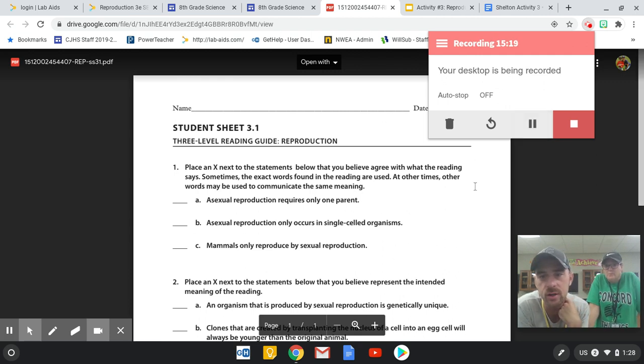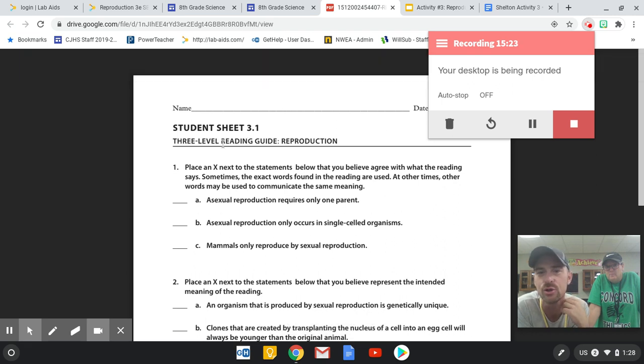Okay, so real quick, I'm going to show you what exactly you do with the student sheet 3.1, specifically when you do 3-level reading guides, because sometimes the directions, if you don't read them well, are confusing. So let's go through it real quick.